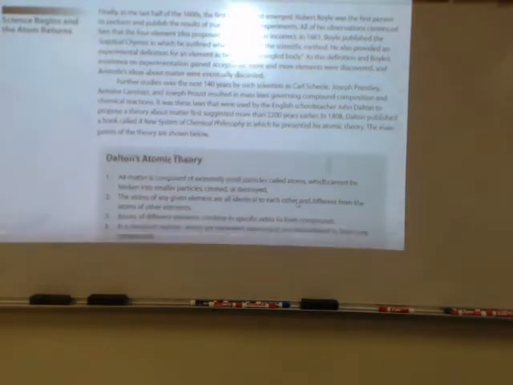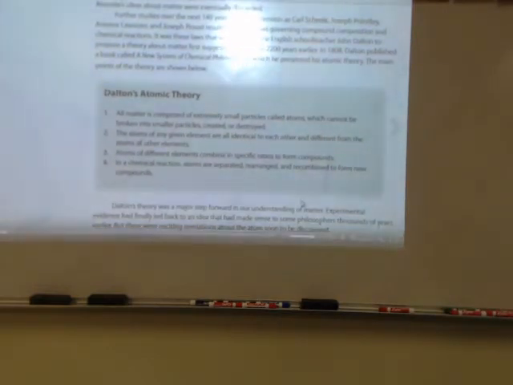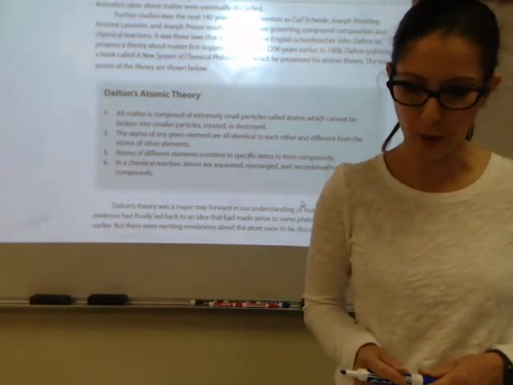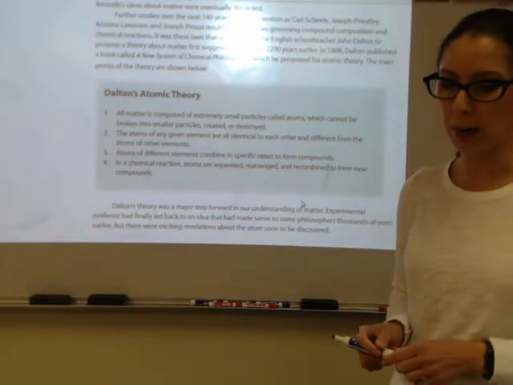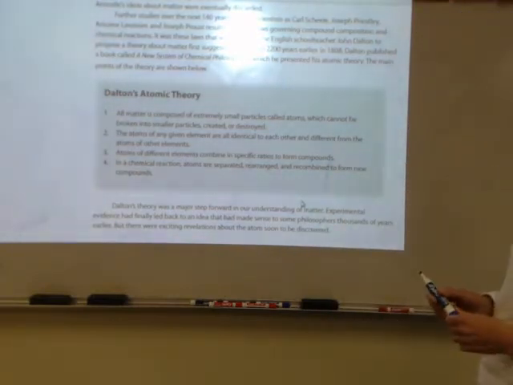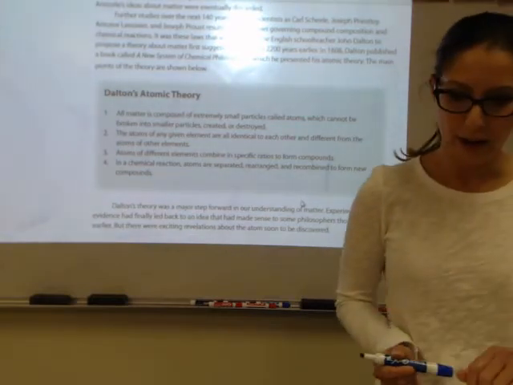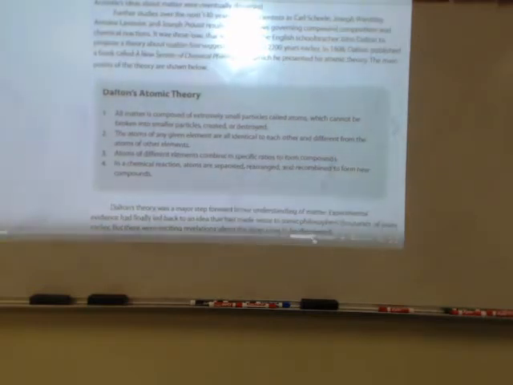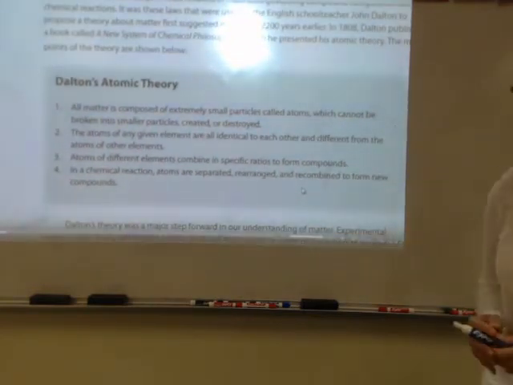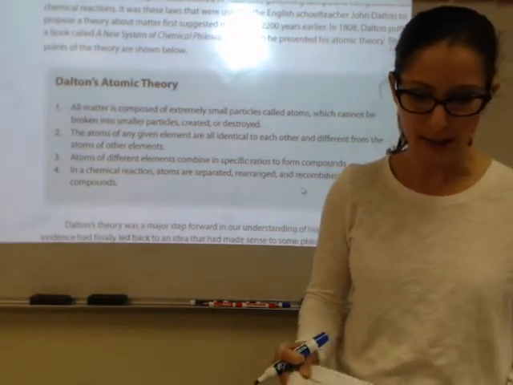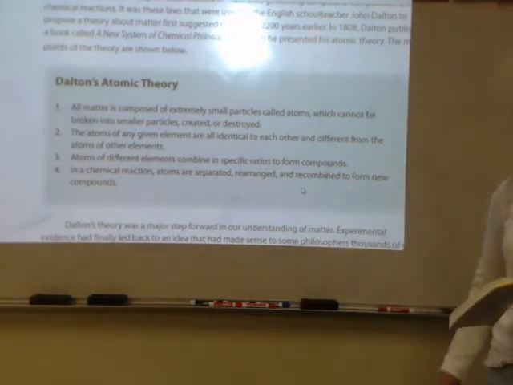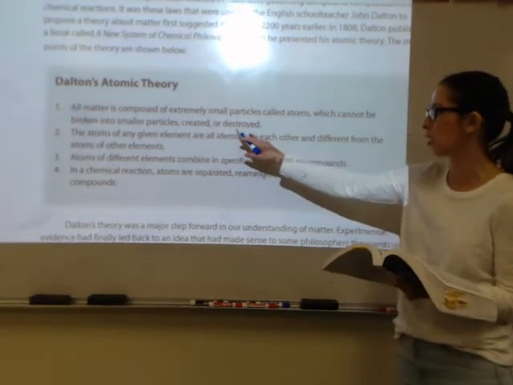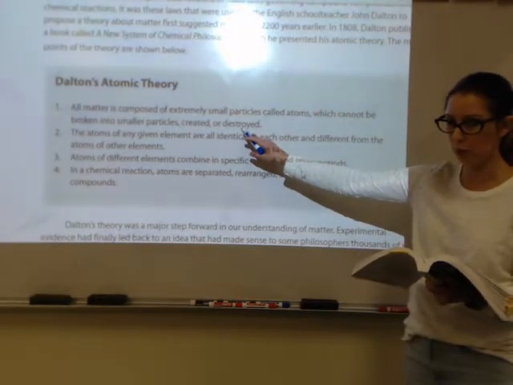Further studies over the next 140 years by other scientists like Carl Scheele, Joseph Priestley, Antoine Lavoisier, and Joseph Proust resulted in mass laws governing compound composition, meaning what compounds are made of, and chemical reactions. And this was used by John Dalton to propose something known as the atomic theory. Now, the atomic theory says that all matter is made up of atoms, and it can't be broken into smaller pieces. It can't be created or destroyed. This is going to fall apart later when we talk about nuclear chemistry, created and destroyed.